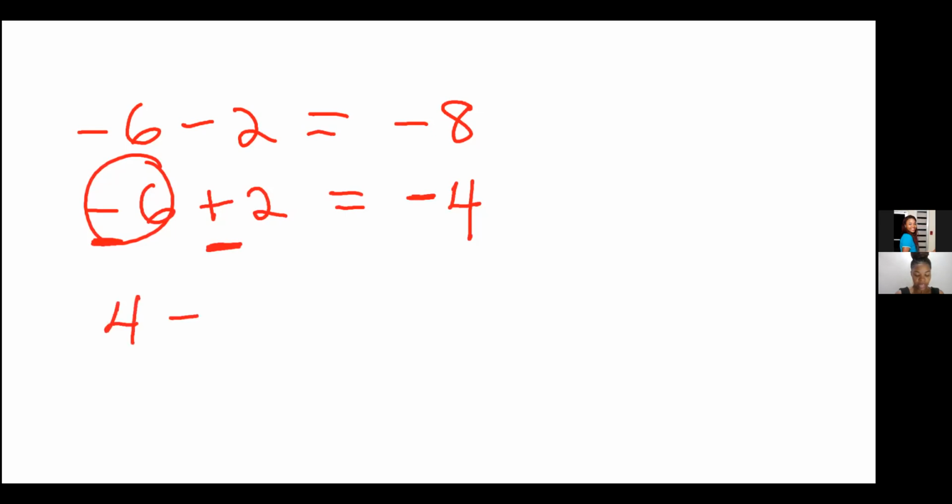4 minus 2. The signs are different because this is positive and this is negative. So we have to subtract, which will be 2, and the bigger number is 4. So that's positive 2, which we don't need to leave as positive.